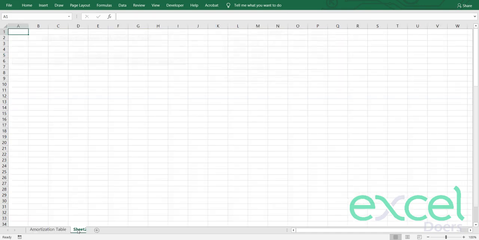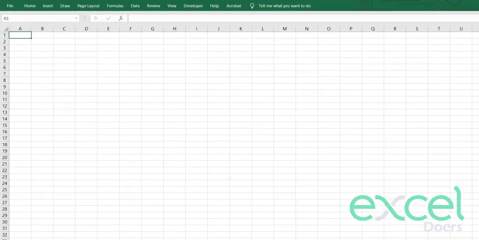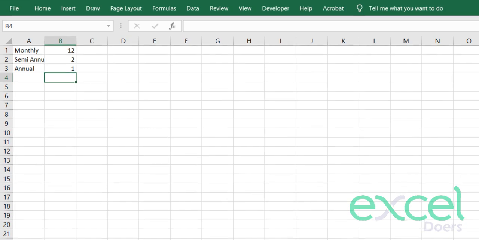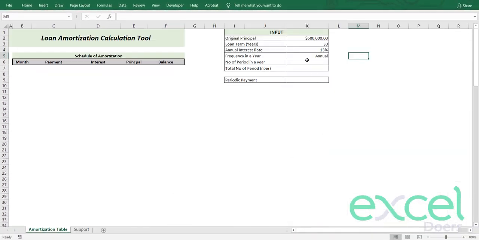Okay. In a separate sheet, which I can call a support sheet, I can list monthly, semi-annual, and annual. There are 12 periods in monthly, there are 2 periods in semi-annual, and if you are paying annually, then you have to pay only one time in a year, right? So I'm simply going to add here the number of periods in a year.